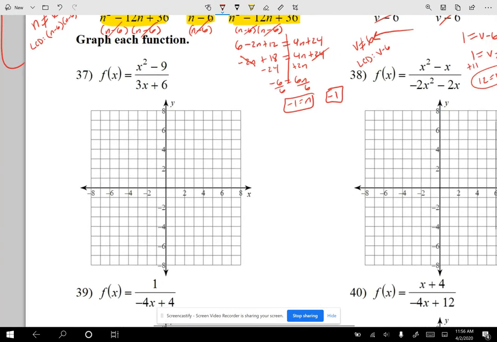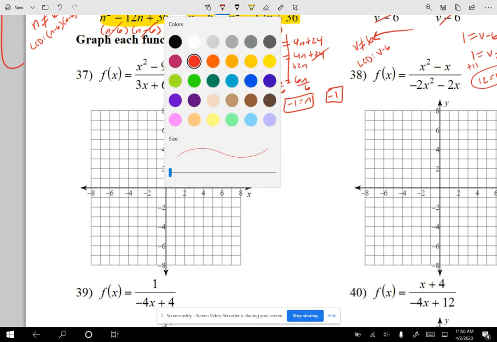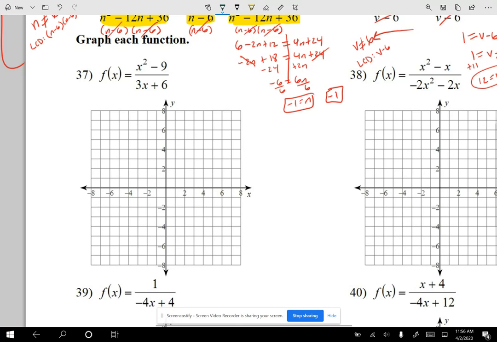Now, let's graph. Let's take a look at the graphs. First of all, looking at number 37, let me factor the top and the bottom if possible. So the top, I'm going to have x plus 3, x minus 3. Now from the bottom, let me factor 3 out. So that gives me x plus 2.